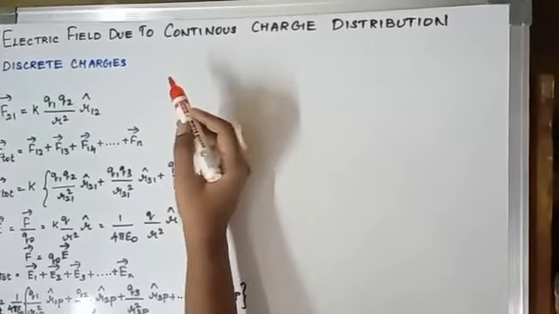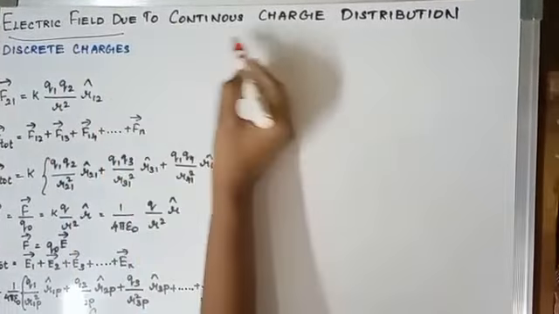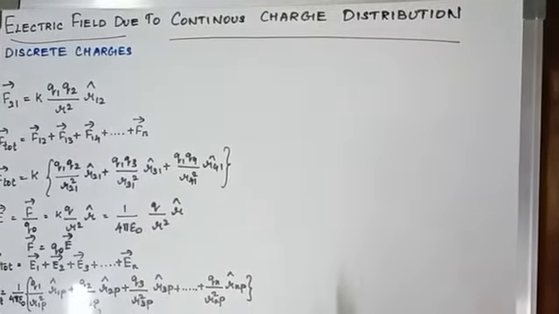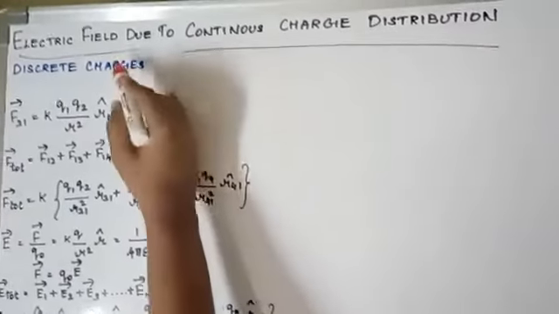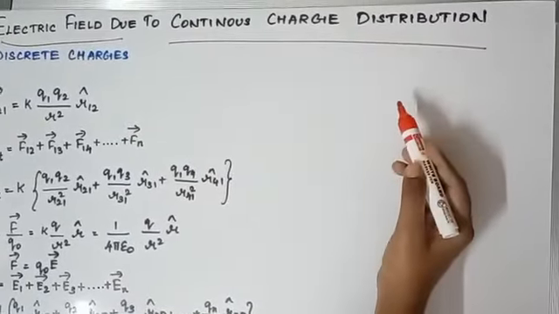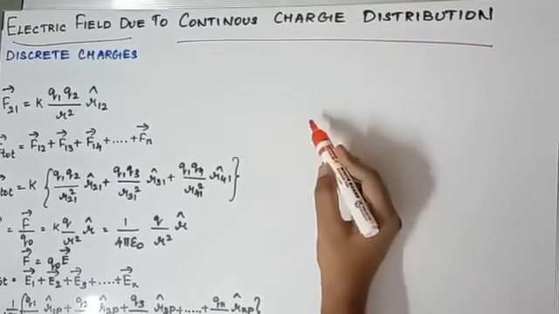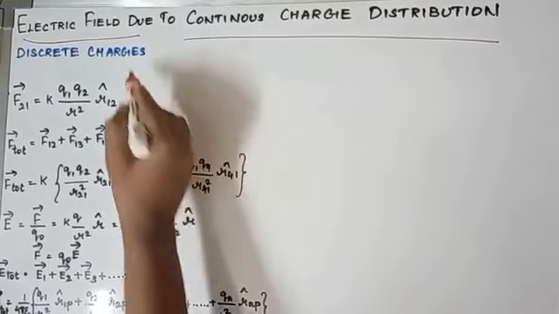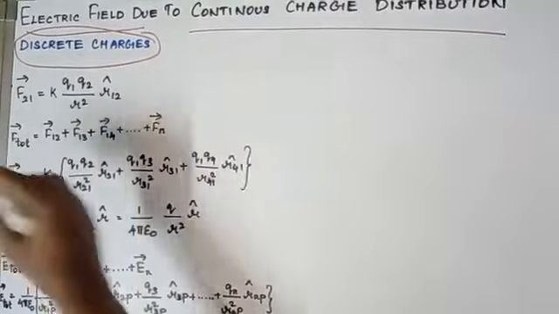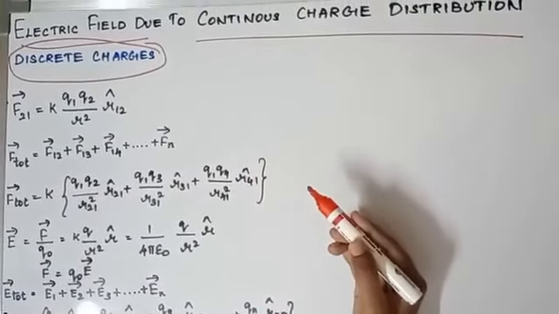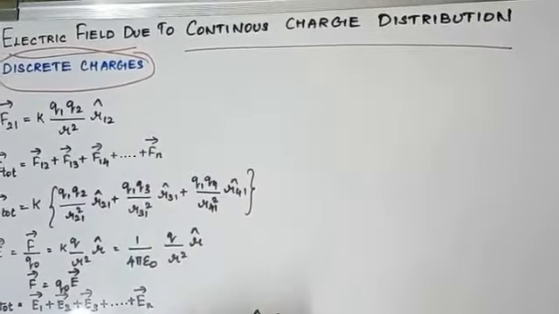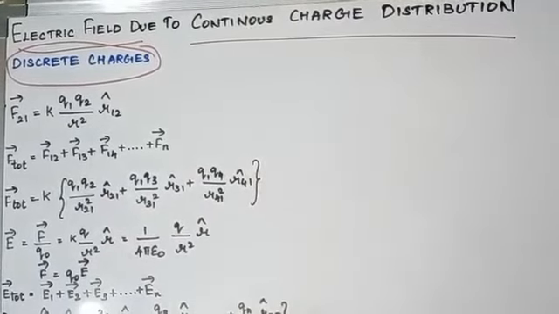Now we are going to learn about electric field due to continuous charge distribution. Before we see about electric field due to continuous charge distribution, in this unit from the beginning we were discussing about discrete charges. So let us list out what are those discrete charges.